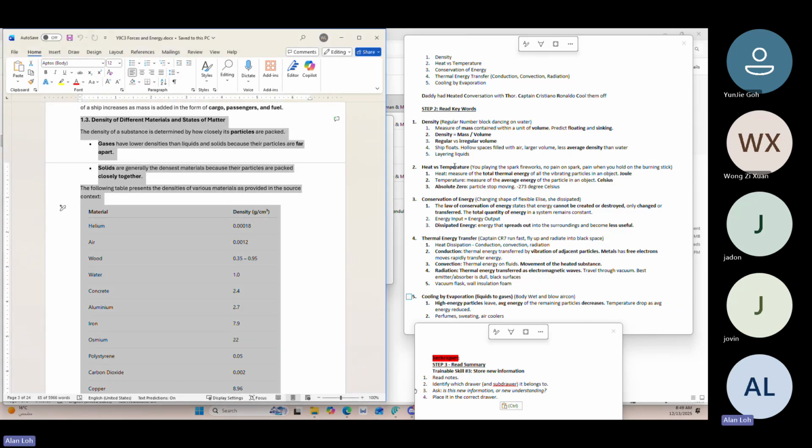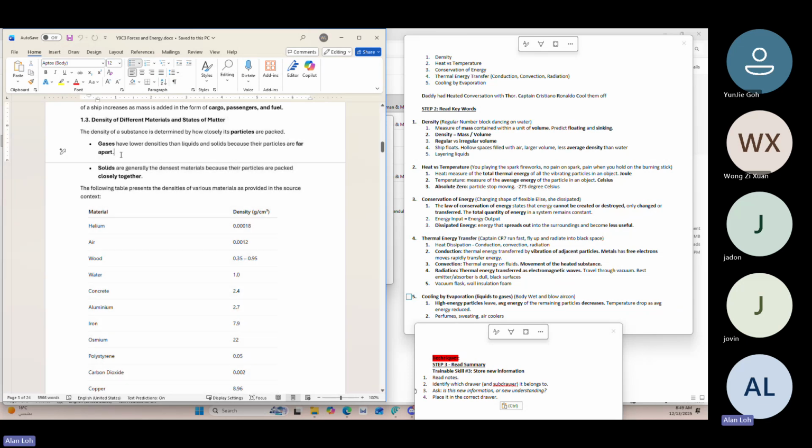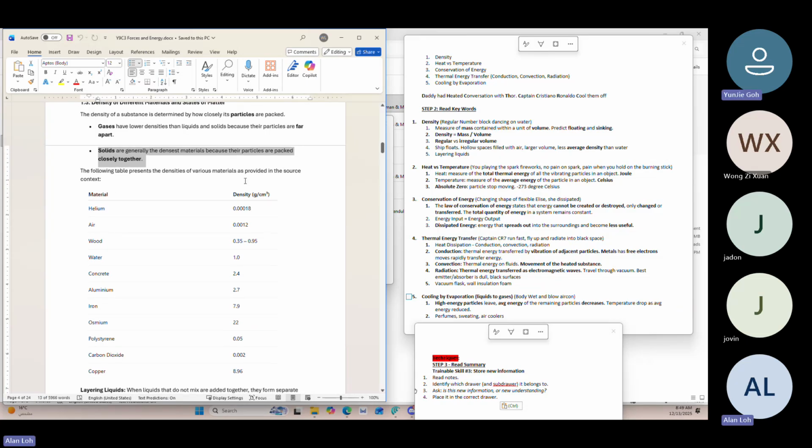And which part of it is in this drawer 1? I think it's new information, right? It's talking about the particles of the gases and the particles of the solids. And also you can relate it with particles of the liquids. I'm sure you have already learned liquid, solid, and gases, the states of matter, right?